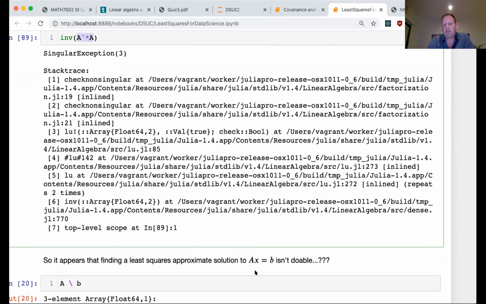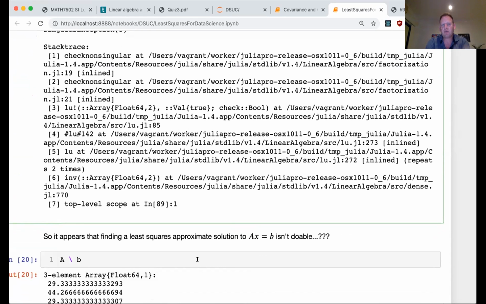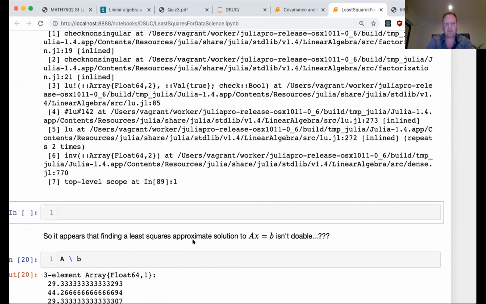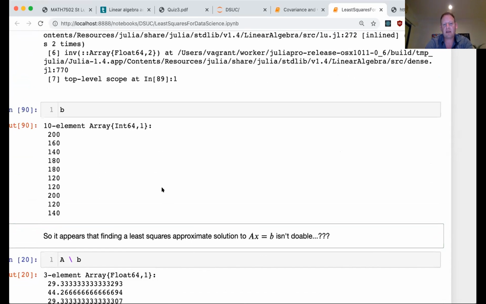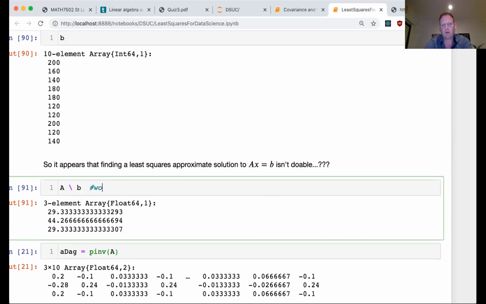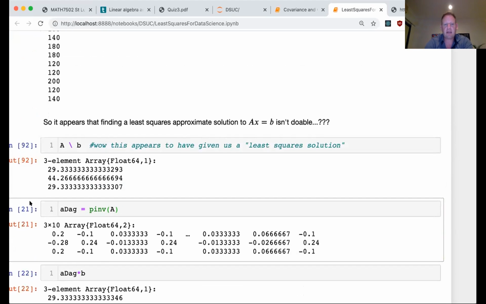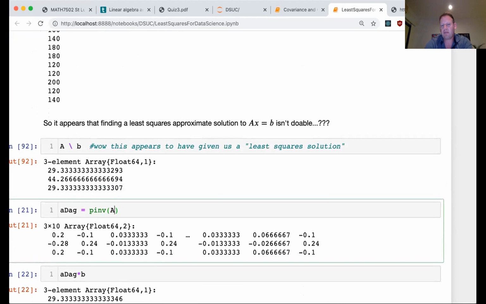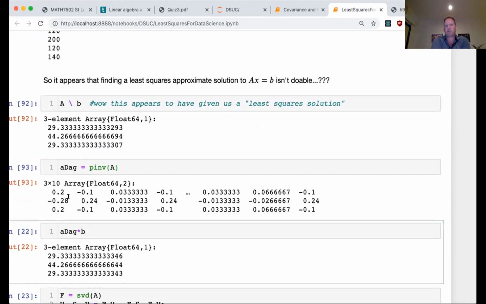So what does that mean for solving a least squares problem associated with AX equals B? We still have a B right-hand side, just so you see it from before. And we can still use the backslash operator, A backslash B. Whoa, this appears to have given us a least squares solution. And if we ask for the pseudo inverse, we still get something which appears to be a pseudo inverse.